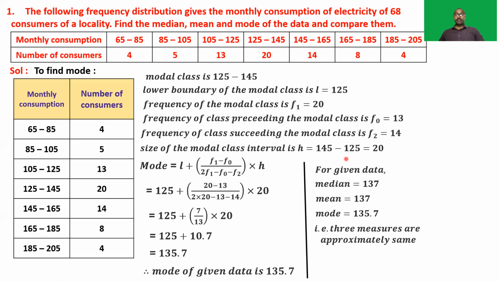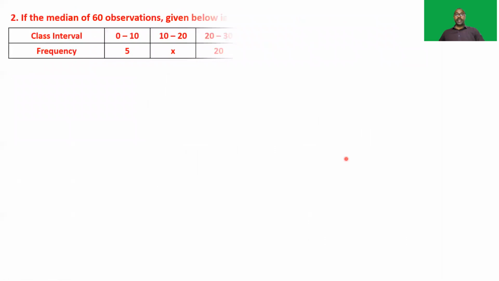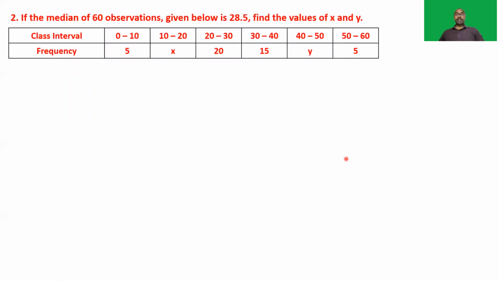So take the second one. If the median of 60 observations given below is 28.5, find the values of x and y. In the first row, class intervals are given, and in the second row, frequencies are given. In this data, we have two missing values, x and y. So we have to find the values of x and y. Here it is given that the median is 28.5. So in this problem, the median is given, and we just have to find the missing frequencies x and y. That's all.